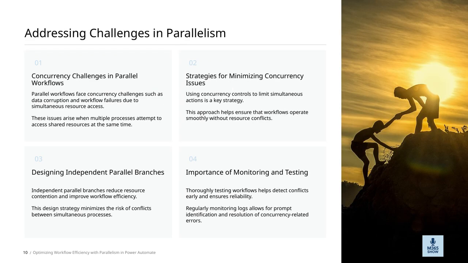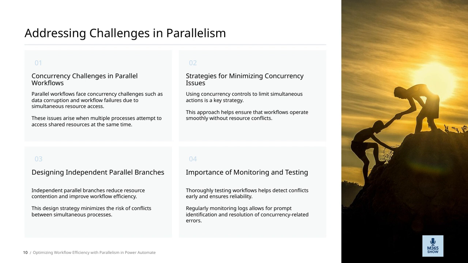Let's talk about addressing challenges in parallelism, specifically how we can optimize workflow efficiency with Power Automate. One key approach is thoroughly testing our workflows. This helps us catch conflicts early on, ensuring that our processes are reliable and run smoothly. Another important point is regularly monitoring logs. By keeping an eye on these logs, we can quickly identify and resolve any concurrency-related errors that might occur during execution. This proactive approach minimizes disruptions and helps maintain workflow stability.